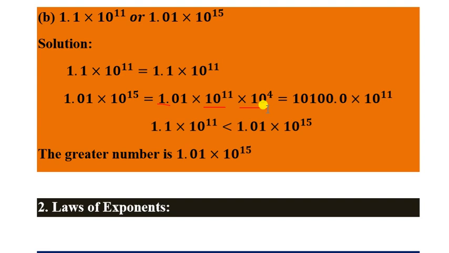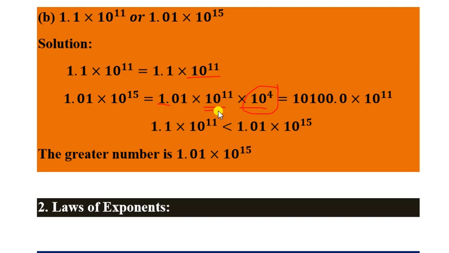10 to the power 11, 10 to the power 4, 11 plus 4 is 15, so we can write individually. Now this is an extra term, 10 to the power 4, because 10 to the power 11 we have to keep. So we are not going to change this 10 to the power 11. We have to change 10 to the power 4. How will we change it? We write 10 to the power 4 as a simple number with the help of the decimal.